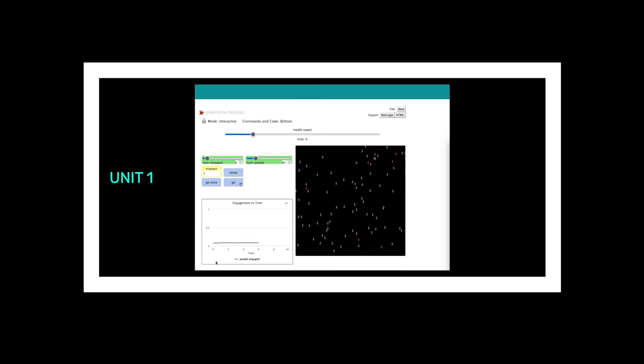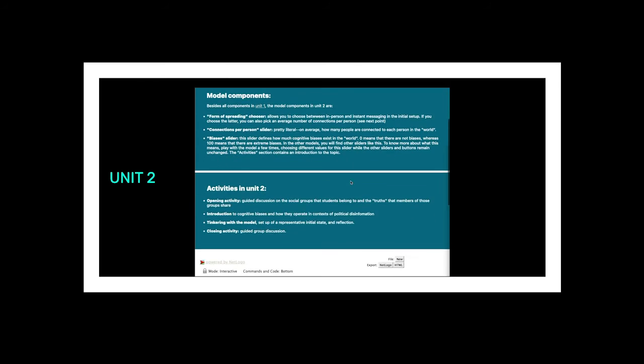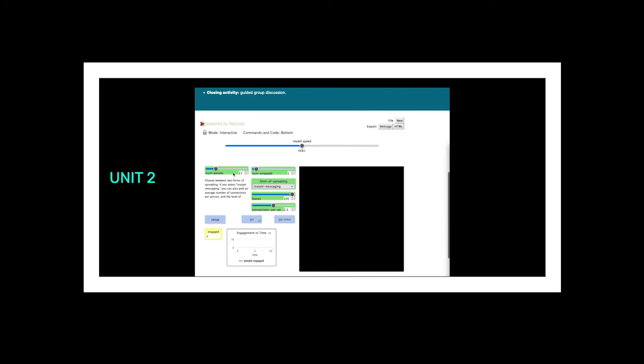In Unit 2, the model gets a little more complex, and learners can now choose a different form of disinformation spread: instant messaging. With this option, they can also pick the average number of connections each person has. The activities in Unit 2 introduce the concept of cognitive biases, which can also be incorporated into the model.